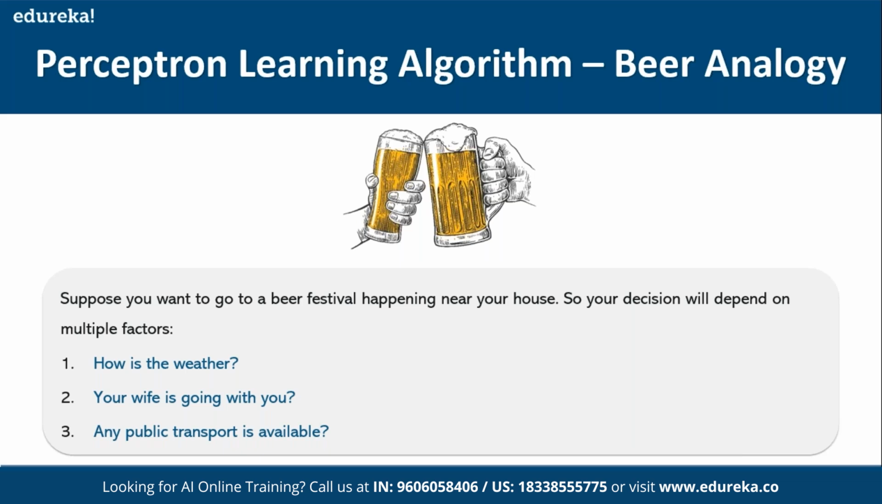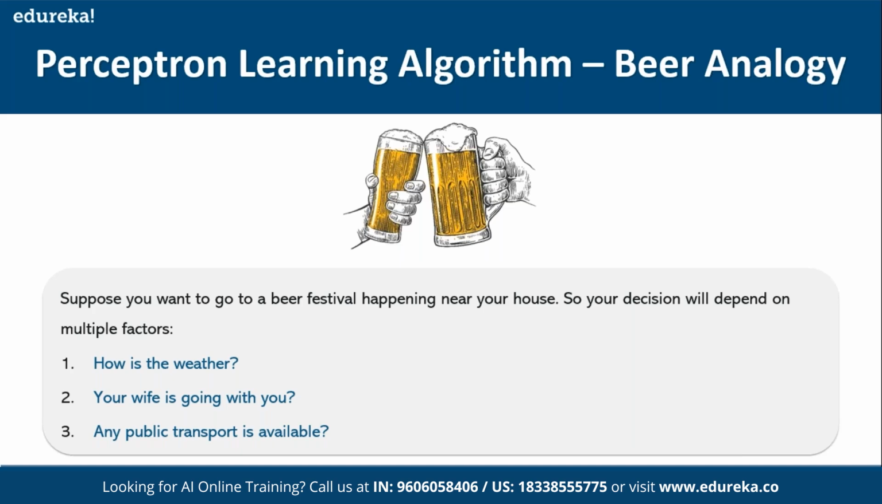The factors which help you to decide whether to go or not to go are three facts. How is the weather? Is your spouse accompanying you? And is any public transport available? So these three factors are the ones which help you to decide whether to go or not to go.